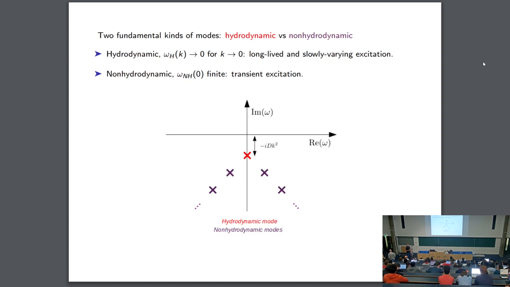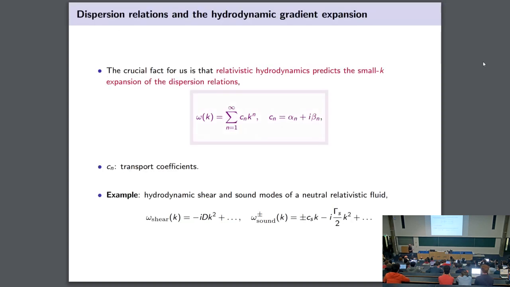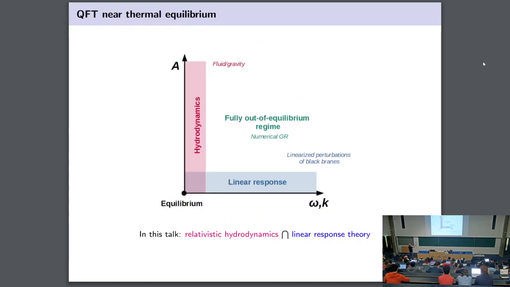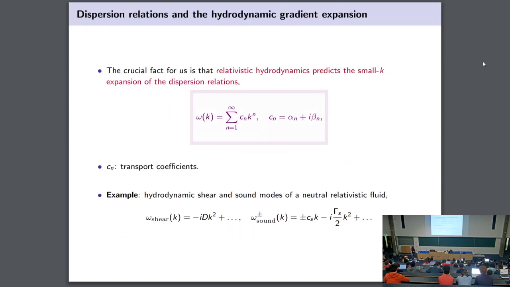Okay? So, since modes are quasi-normal modes, if you compute them in holography, they would form the standard Christmas tree structure for real wave vector. So, the crucial fact for us, remember, we are working in this overlapping domain of validity between relativistic hydrodynamics and linear response, is that relativistic hydrodynamics, as an effective field theory formulated in a gradient expansion, will predict for us the small wave vector expansion of the dispersion relation of the hydrodynamic modes.